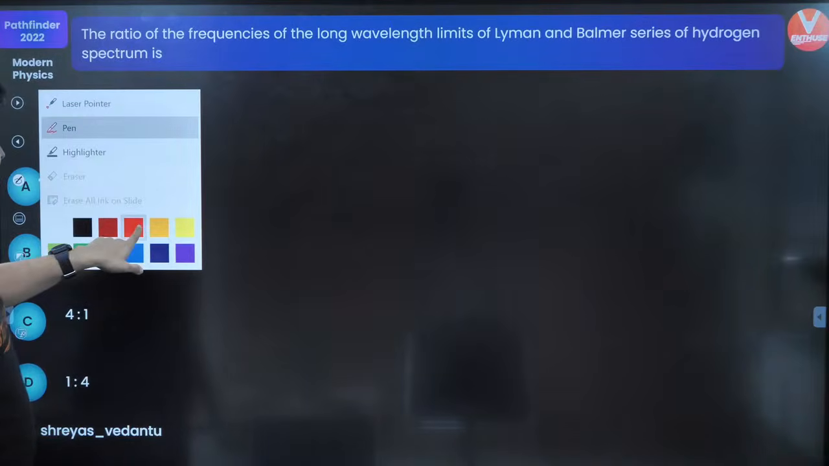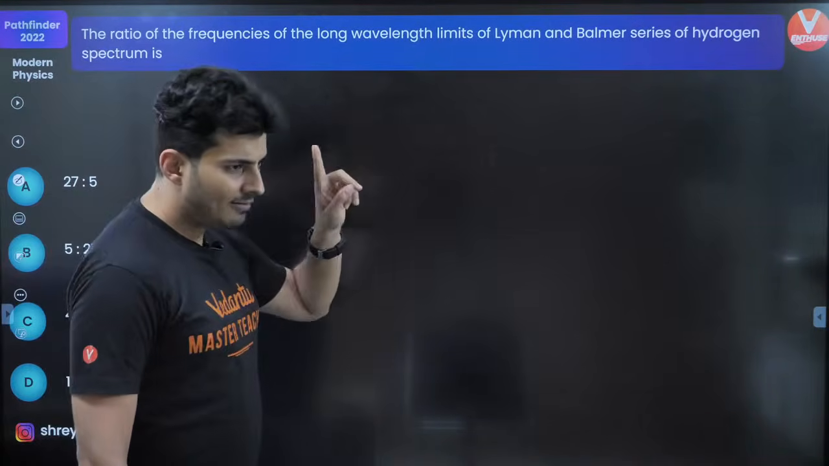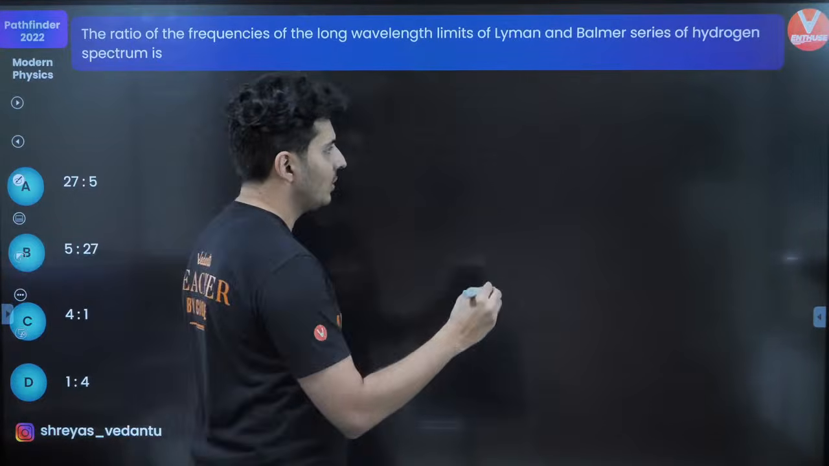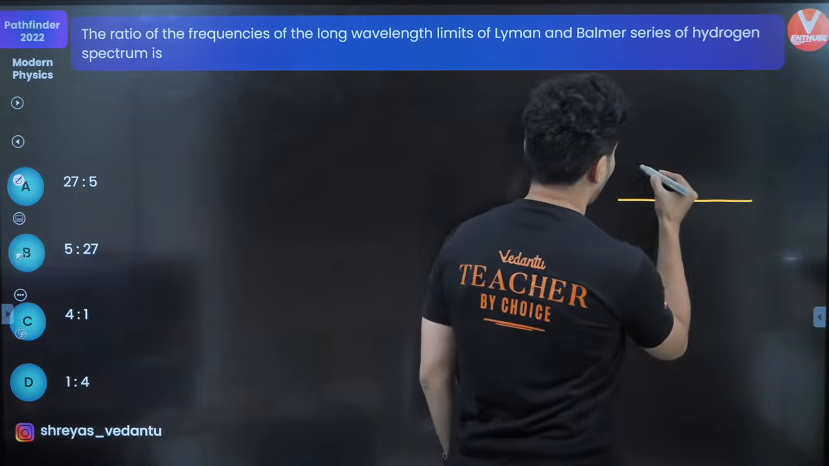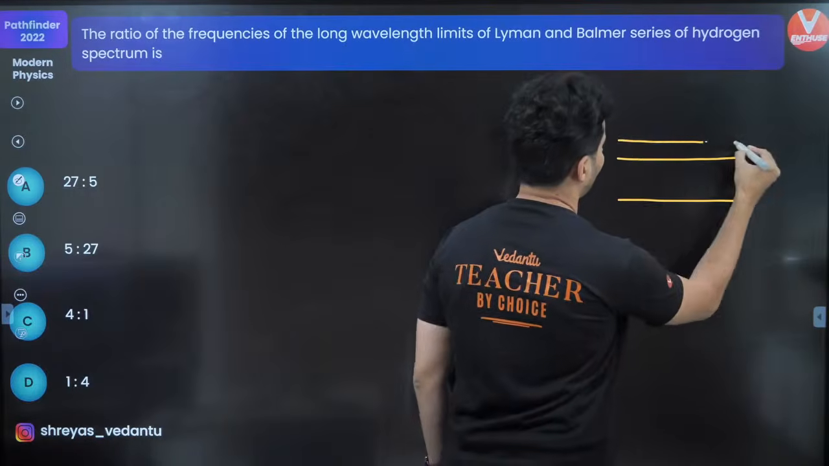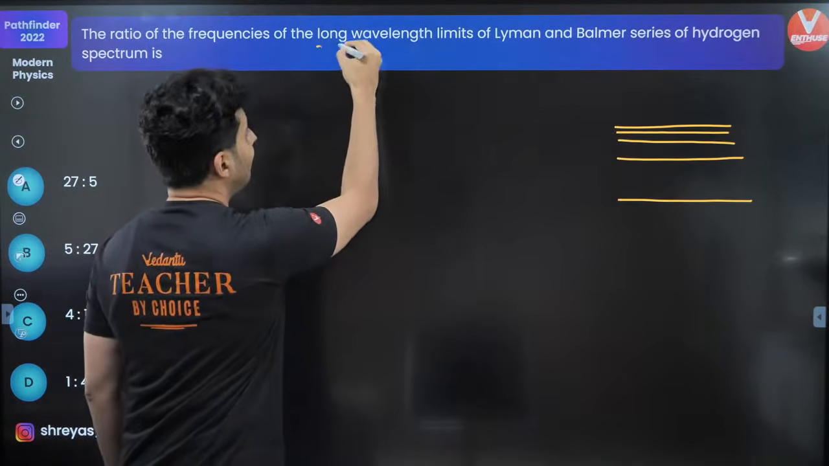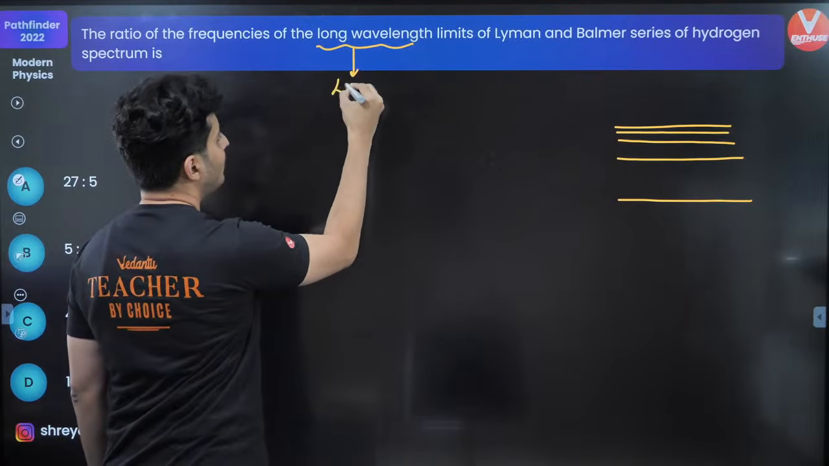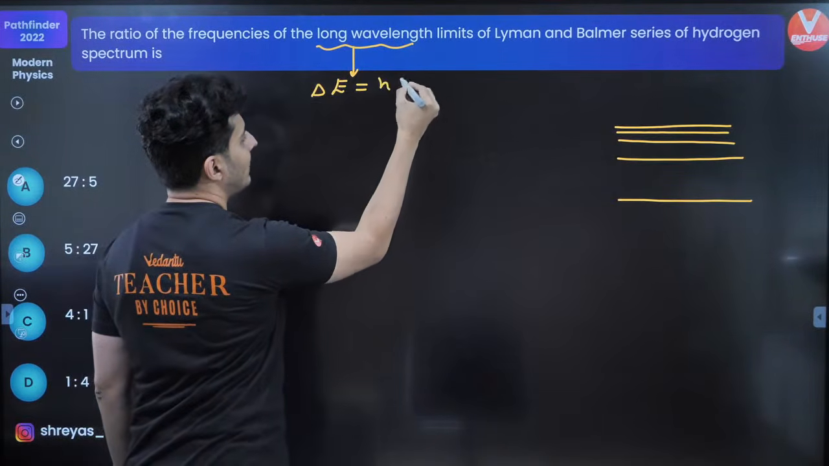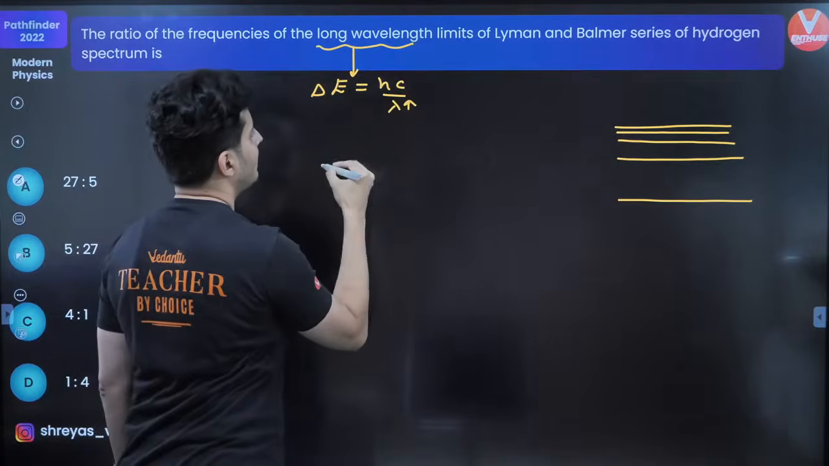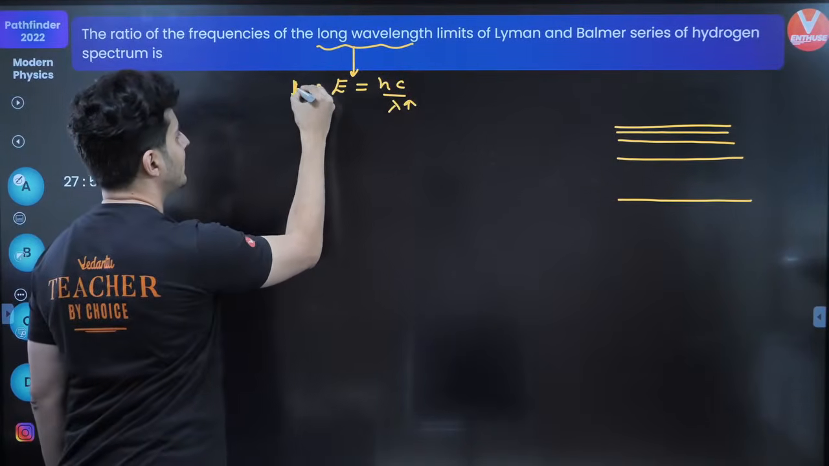Okay, so the ratio of the frequencies for the long wavelengths. Let's figure this out. When is the wavelength long? See, if you draw the energy levels, you will understand it. If the wavelength is long, by this formula, delta E is equal to hc by lambda, lambda is long, change in the energy is less.